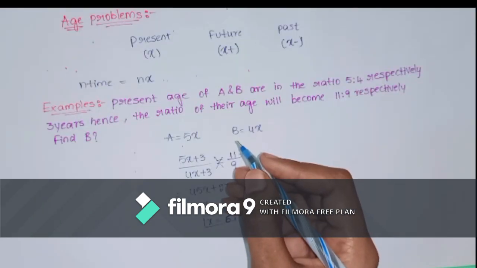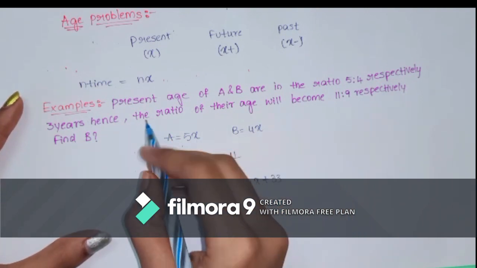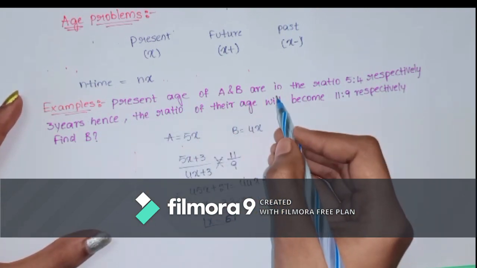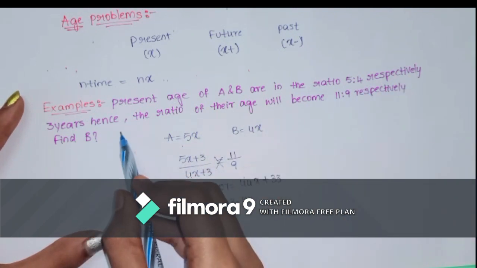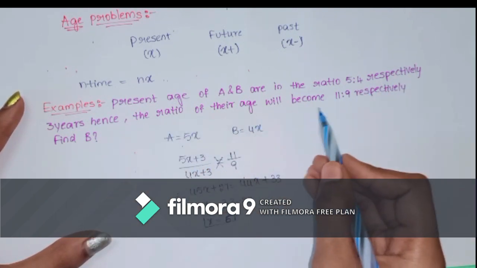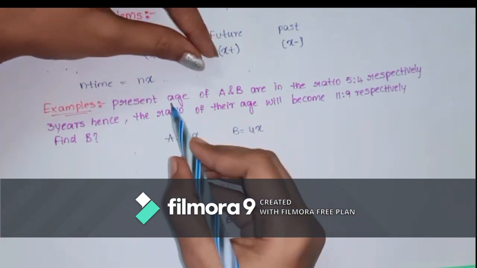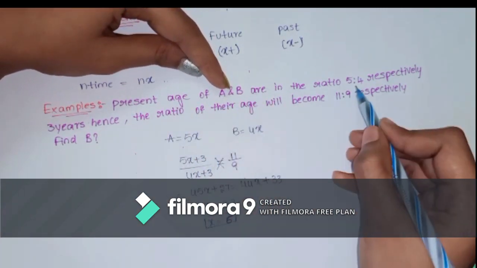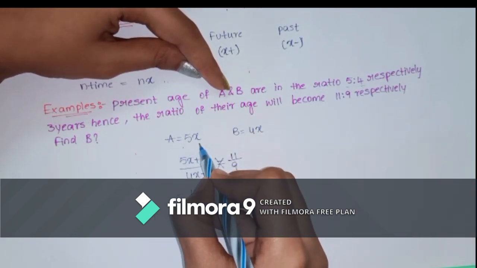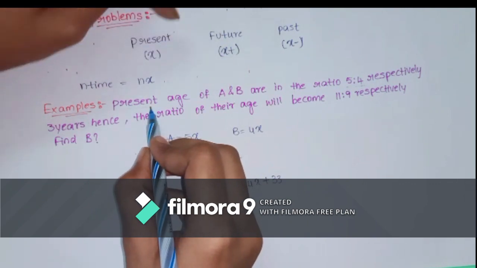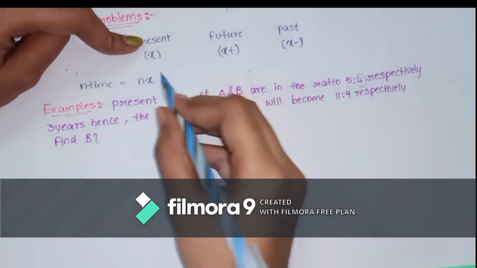Now I am going to explain one simple example that gives you clarity. Example: present age of A and B are in the ratio 5:4 respectively. 3 years hence, the ratio of their age will become 11:9 respectively, and find the B. Now present age of A and B is 5:4 ratio. Then A is equals to 5 into x. That means present means x. So 5x. B is equals to 4x.